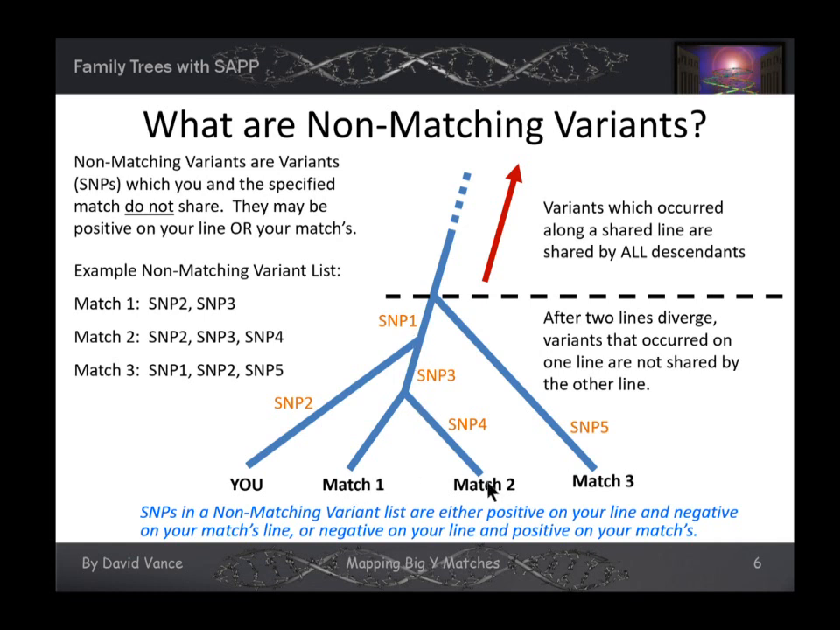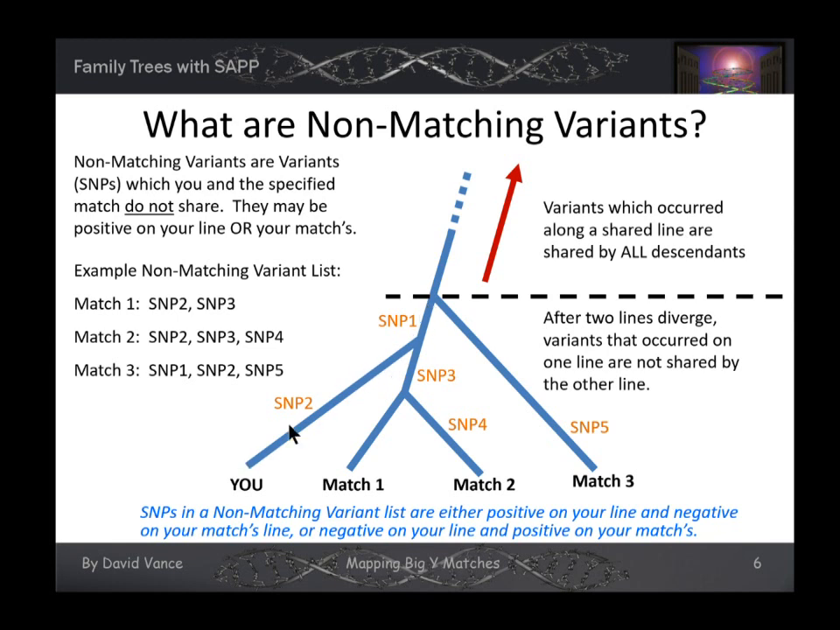So here, match 1 and 2 have a more recent common ancestor than they do with either you or match 3 and so on. The variants, all of the SNPs that occurred along your shared line here, are shared by all descendants by definition. So you, match 1, 2, and 3 all have these as shared variants. The non-matching variants start to appear after the two lines diverge, or after your matches start to diverge from you.